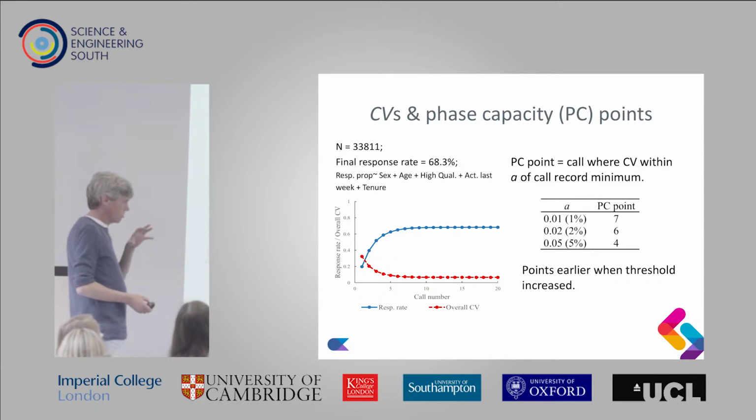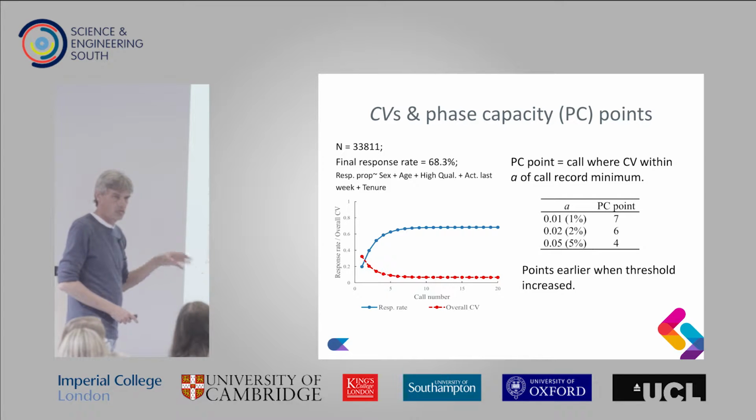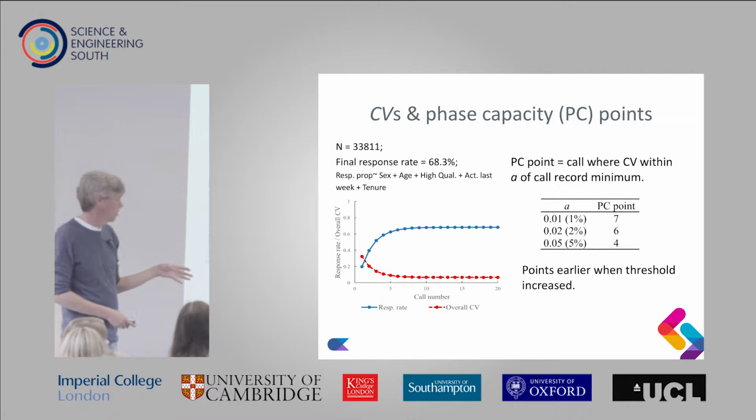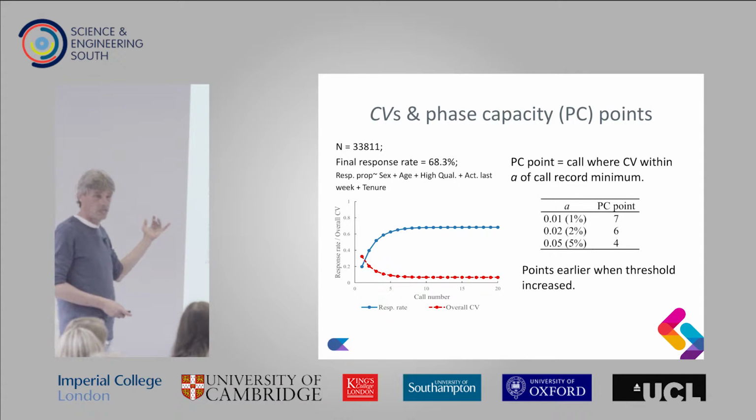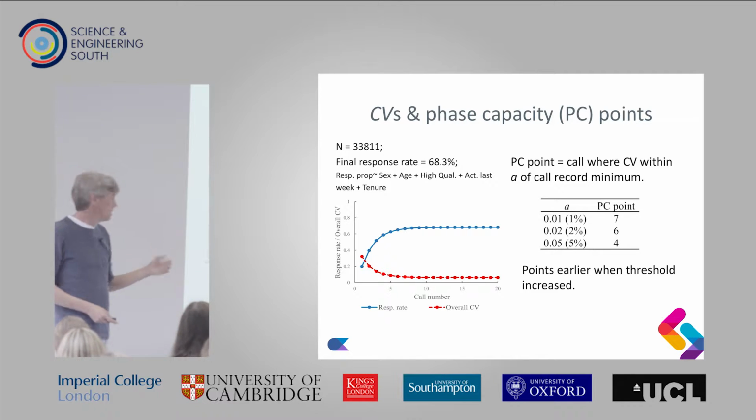Now, going back to those representativeness indicators I talked about earlier, in the logistic regression model, I fitted a logistic regression model with the census data on the sex of the people in the household, age, highest qualification, activity last week, and tenure. And basically, I know whether they respond or not because I've got the survey outcome.